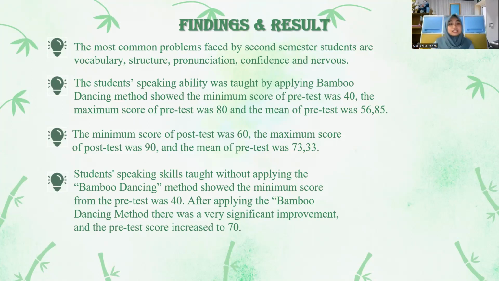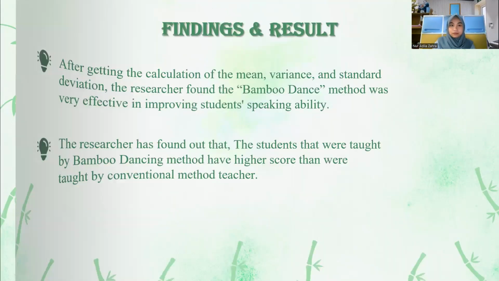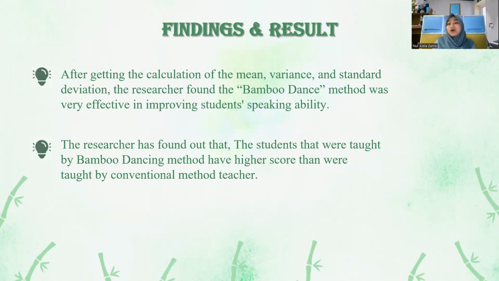73.33. And the last, the student speaking skill taught without applying the bamboo dancing method showed the minimum score from the pre-test was 40. After applying the bamboo dancing method, there was a very significant improvement, and the score increased to 70. It's obvious the bamboo dancing method has worked to help EFL students to improve their speaking ability.